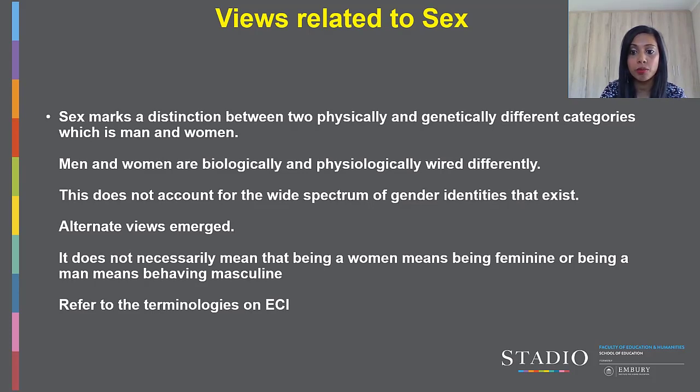If you look at the wide spectrum of gender identities that exist today, which is your transgender, bisexual, asexual, cisgender, these views do not cater for these wide spectrum identities. And as a result, alternate views have emerged. And these views basically entail the fact that women and men do not necessarily have to conform to a norm, like women do not necessarily need to be feminine, or men do not necessarily have to be masculine. Now, gender has a wide spectrum of terminologies, and so does sex. So for your own reference, I would advise you to go through the terminologies that I have uploaded on ECI to get a sense of the wide spectrum of terminologies that are used to describe sex and gender.